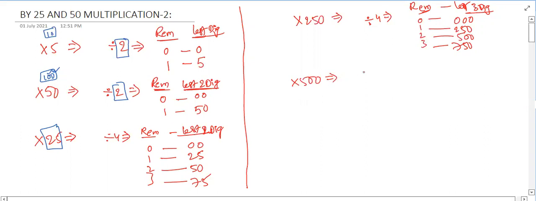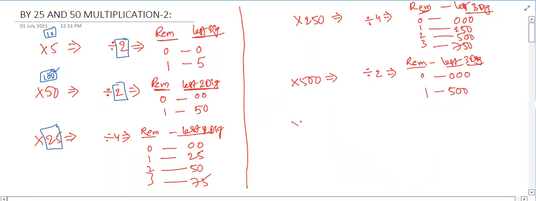Next, tell me, any number, instead of multiplying by 500, what can we do? We can divide it by 2. And based on the remainder, how many digits? Last 3 digits. Remainder possibilities: 0 and 1. If the remainder is 0, the last 3 digits are 000. And remainder 1 gives 500.